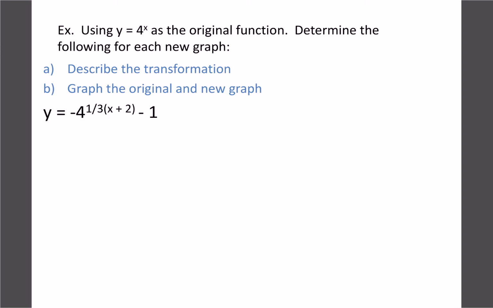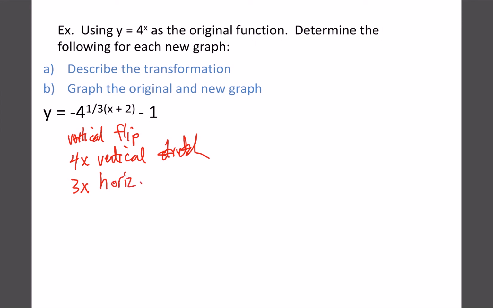So this one has a little bit of everything. So what's the transformations? We've got the negative would be a vertical flip. So vertical reflection. The 4 would mean 4 times vertical stretch. And we got a plus, or 1/3. So that'd be a 3 times horizontal stretch. And I messed up here. The 4 isn't a stretch. That is our base. That's our exponent base.